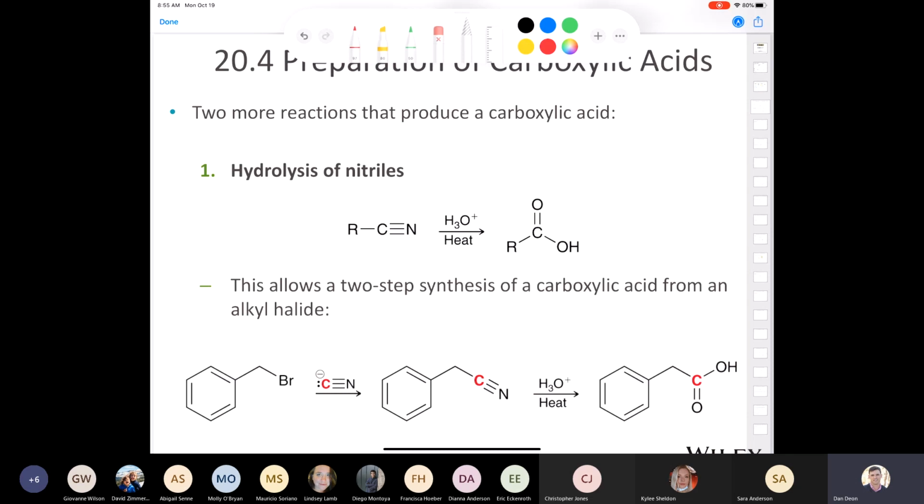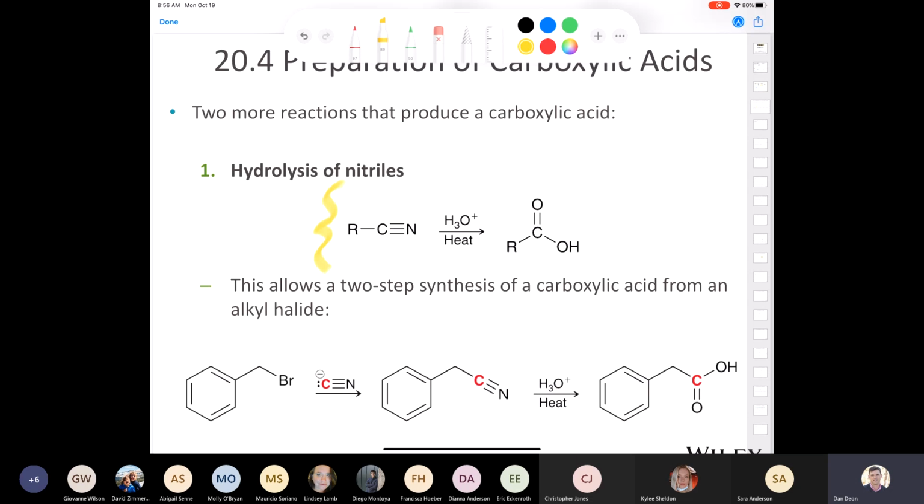Now, you might be wondering about the mechanism for that reaction. That's something that we'll look at later on in this class. But overall, if you know this reaction, you know that you could produce now a carboxylic acid via a two-step synthesis from an alkyl halide.